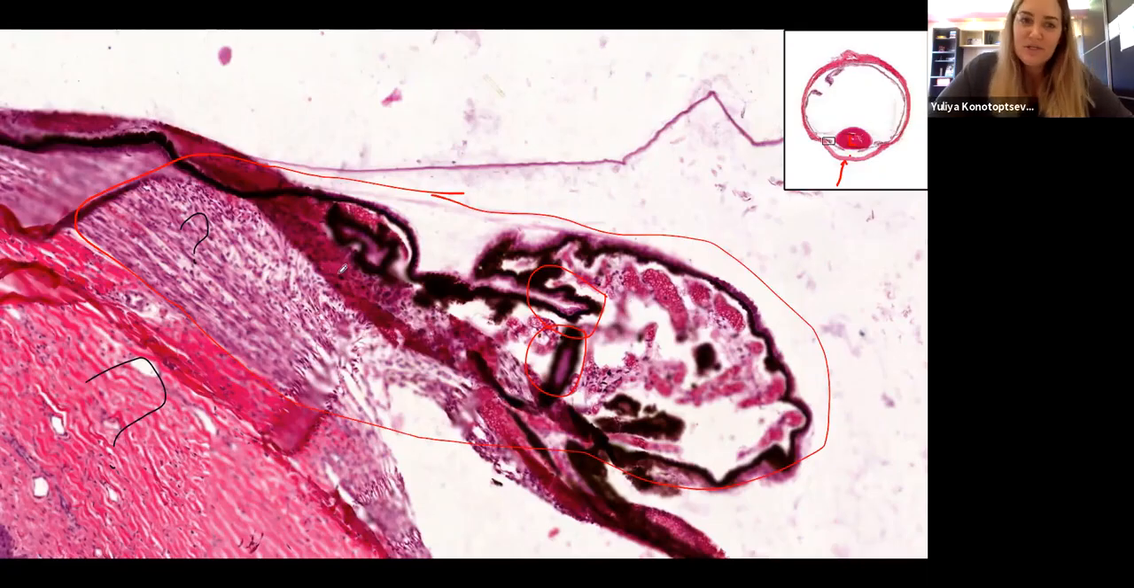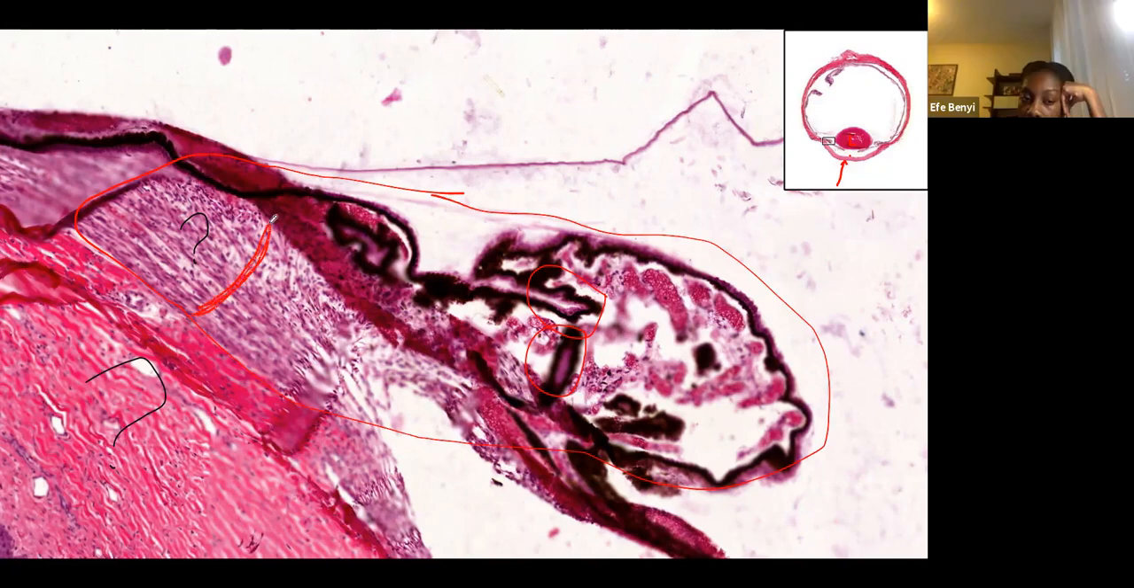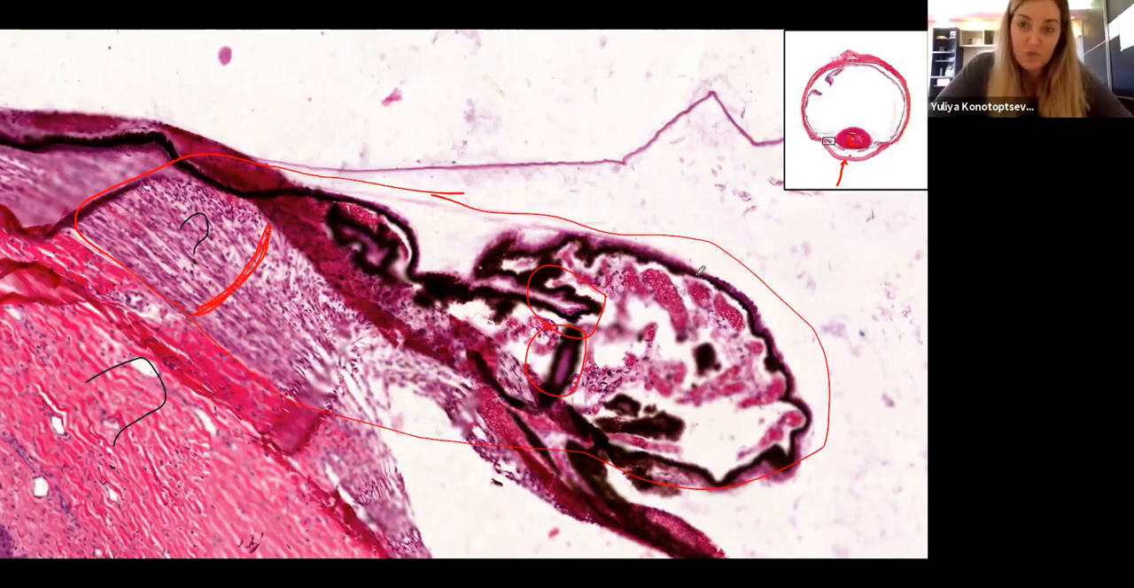What does the ciliary body consist of? It consists of this. What is that? Muscles. Ciliary muscle. And it consists of this, which are the ciliary processes. Notice how vascular the ciliary processes are. You can see lots of blood vessels in it.